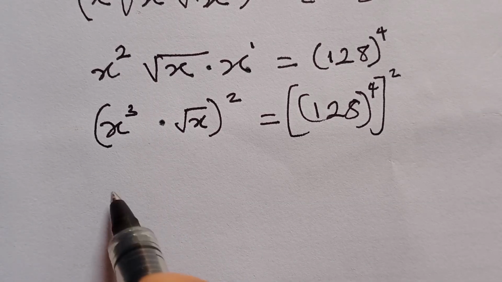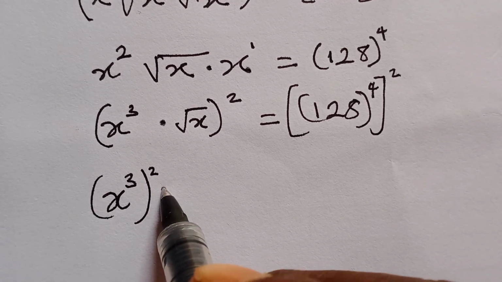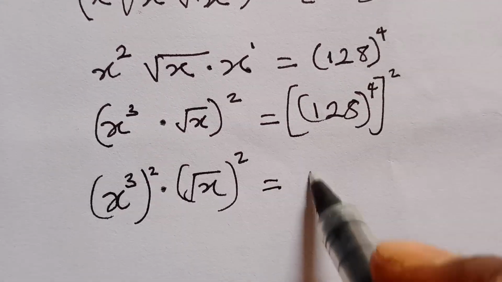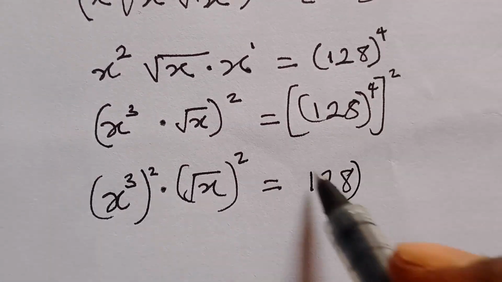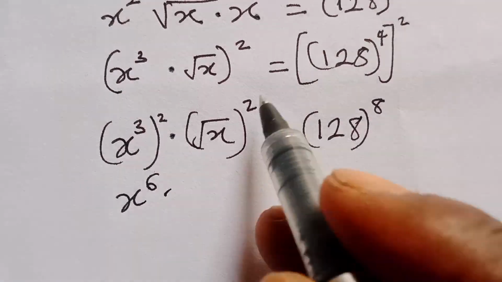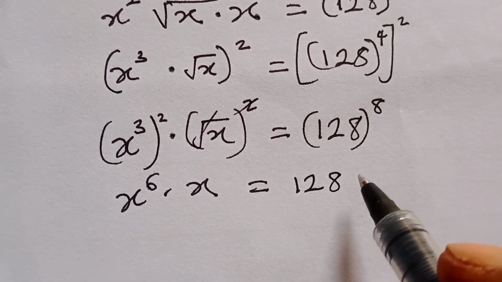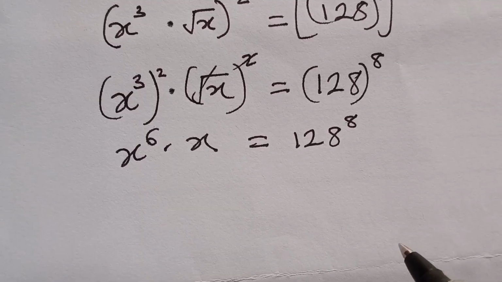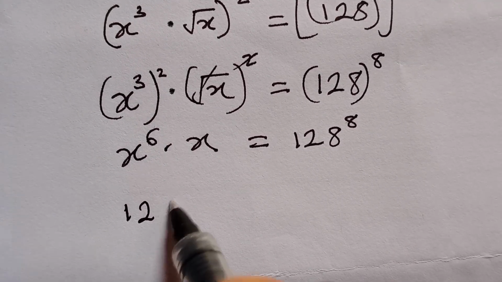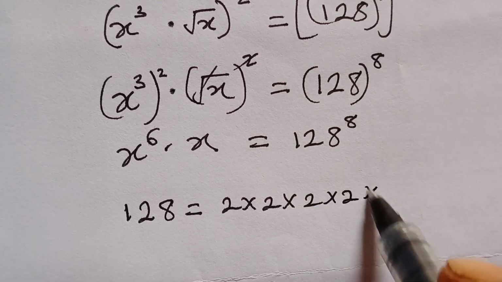So when we expand our left hand side, we'll be having x raised to power 3 square dot square root of x square will now be equal to 128, then 4 times 2 will give us 8. Therefore, we have 128 raised to power 8. From our left hand side, we have x raised to power 6 dot x, because that square cancels the square root. Now we got 128 raised to power 8. Let's move forward. So x raised to power 6 dot x is equal to 128 raised to power 8.